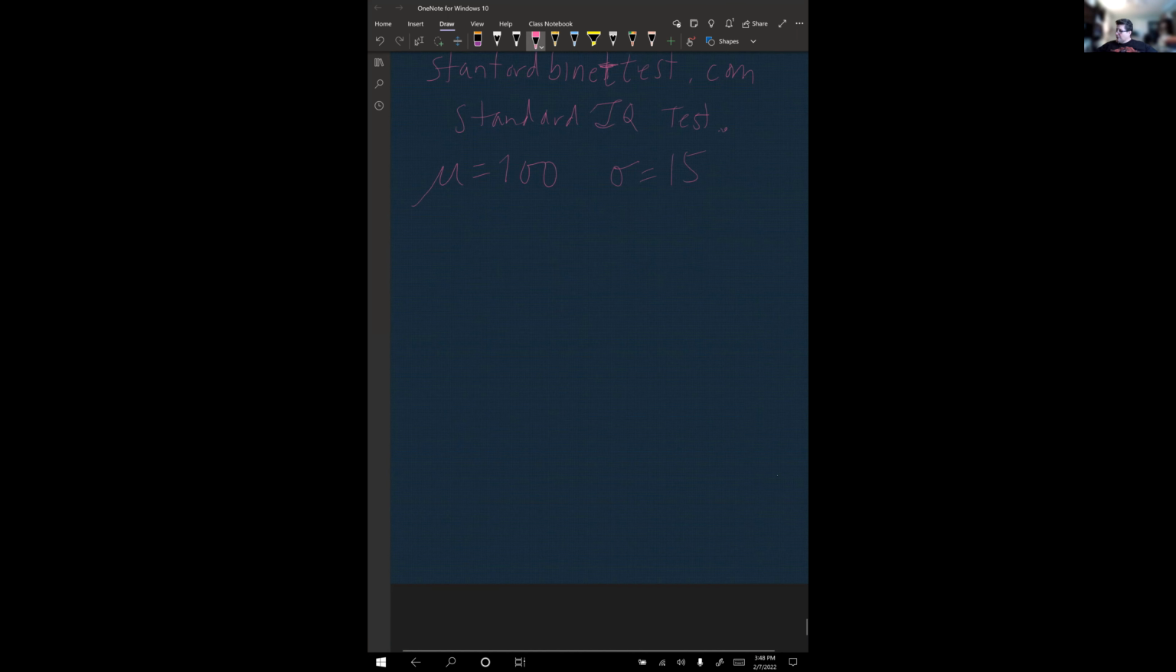So if we put that on a bell curve, I'll put 100 in the center. And then I'm going to add 15 three times going to the right. 100 plus 15 is 115. 115 plus 15 is 130. 130 plus 15 is 145. If I do that going downwards, I've got 85, 70, and 55.